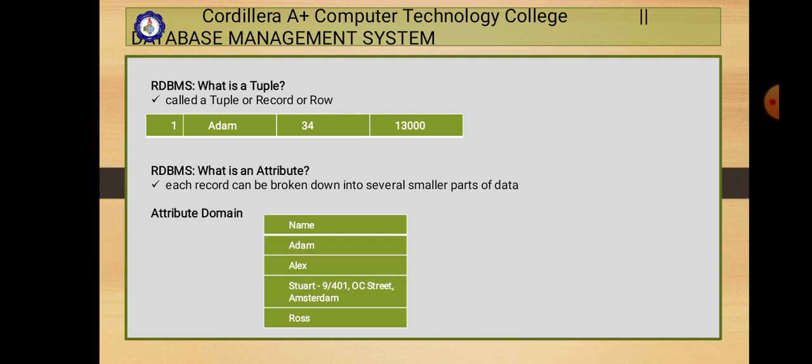For the attribute domain, when an attribute is defined in a relation or table, it is defined to hold only a certain type of value, which is known as the attribute domain. The attribute name will hold the same name of employee for every tuple. If we save employee's address there, it will be a violation of the relational database model.